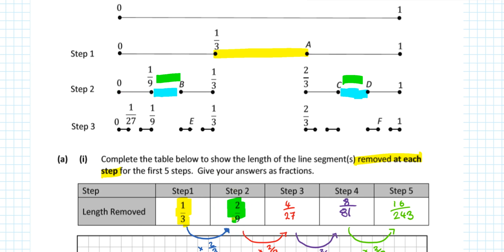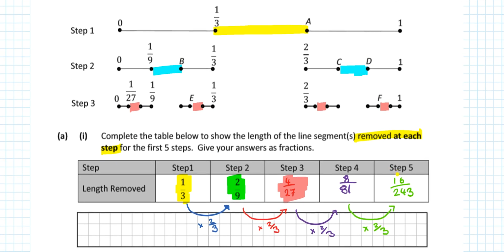What about the next one? What about what's newly removed? I can leave those there. What's newly removed? This is newly removed, newly removed, newly removed, and newly removed. So if this section is 1/27th, then there are 4 27ths that are newly removed.